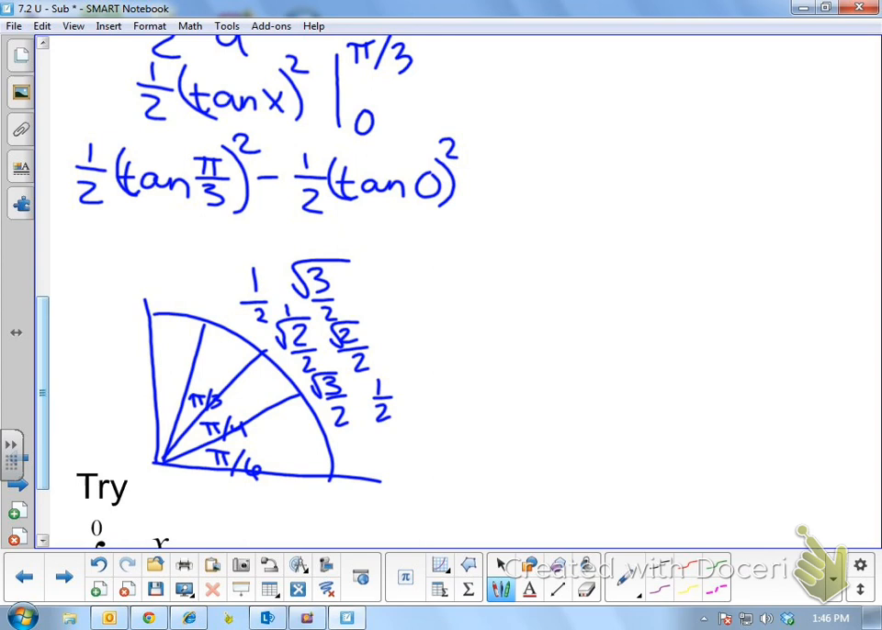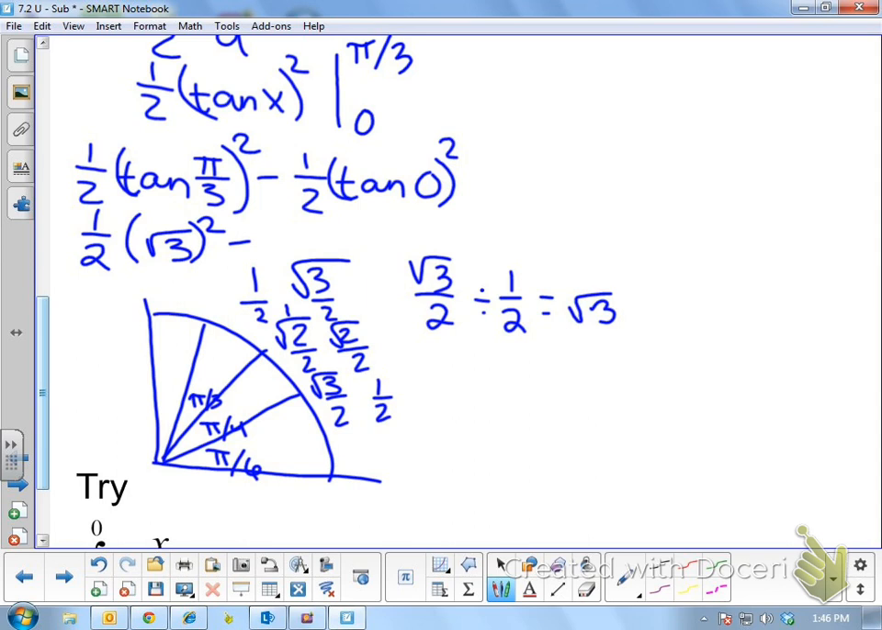Tangent is sine divided by cosine. So square root of 3 over 2 divided by 1/2, which is times 2. So we get square root of 3. So our first half we get 1/2 times square root of 3 squared minus, and then we also need tangent at 0. So our coordinate here is 1, 0.